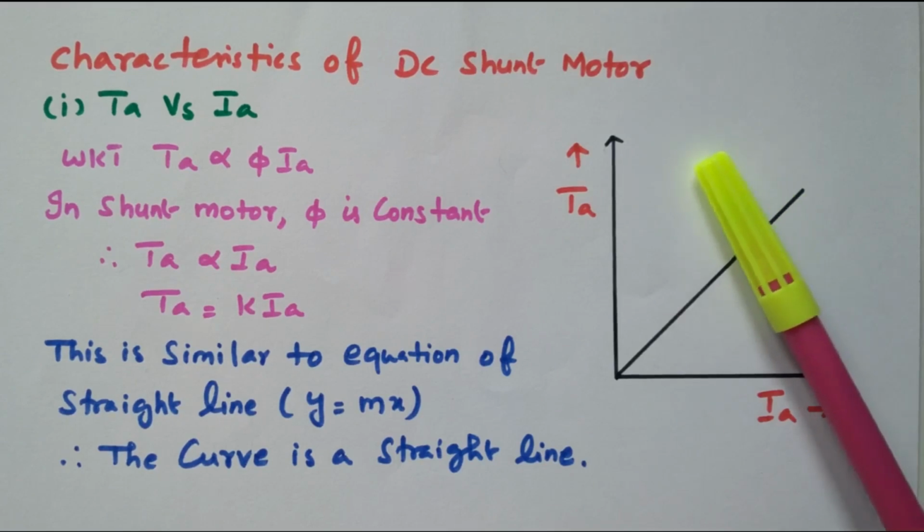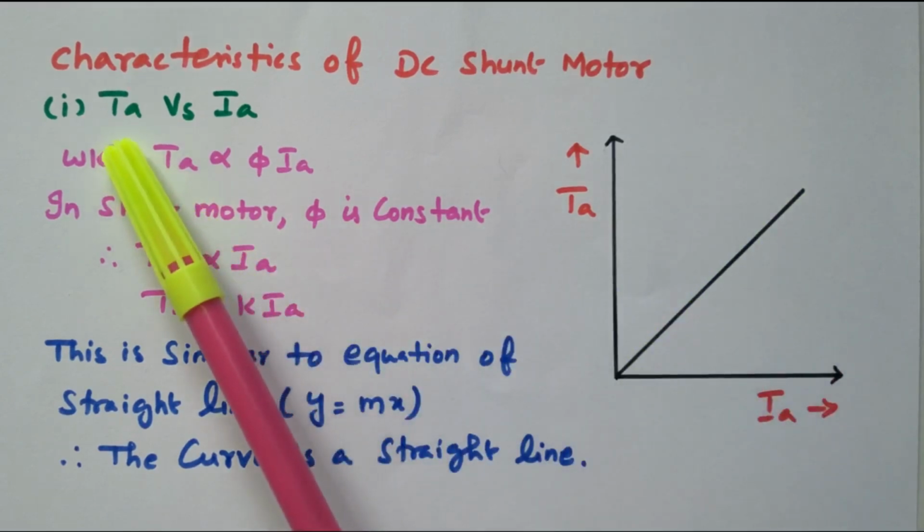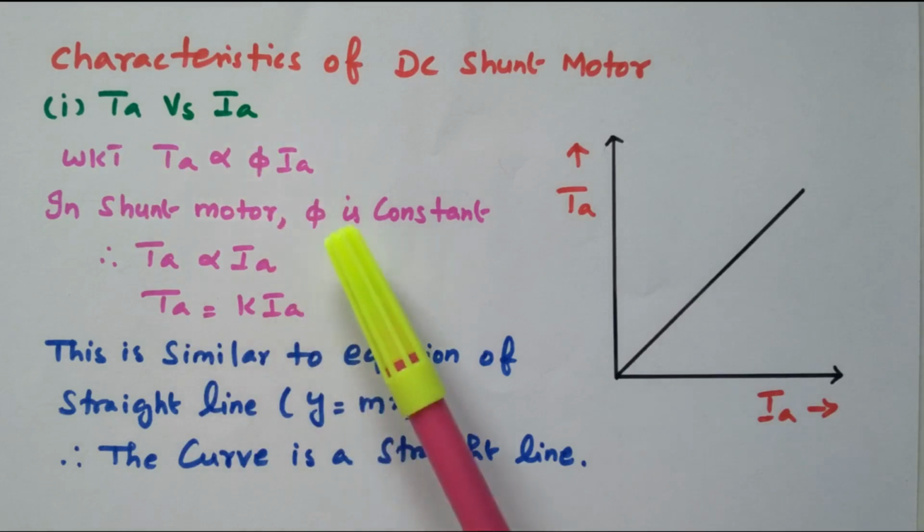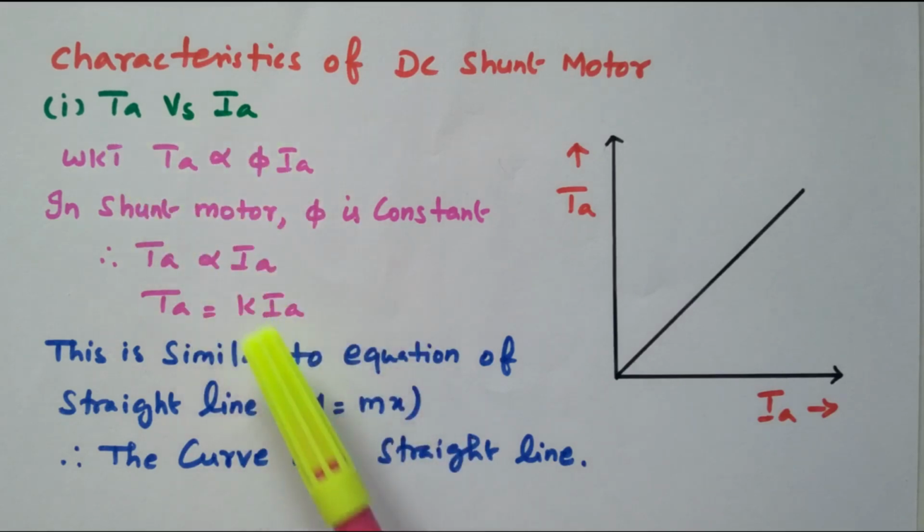Now we will go to the topic. The first characteristic is armature torque versus armature current, TA versus Ia.